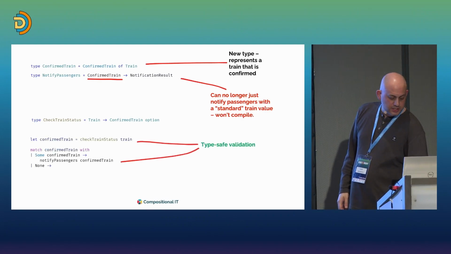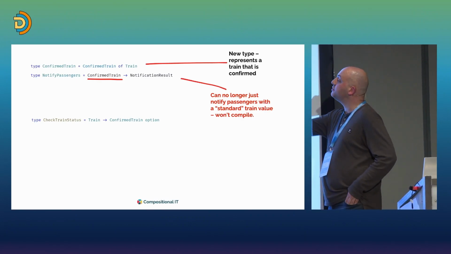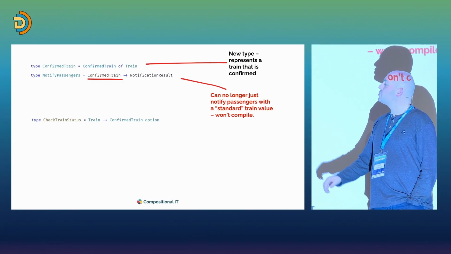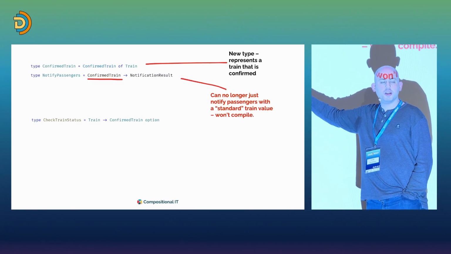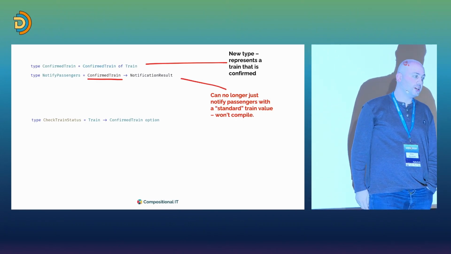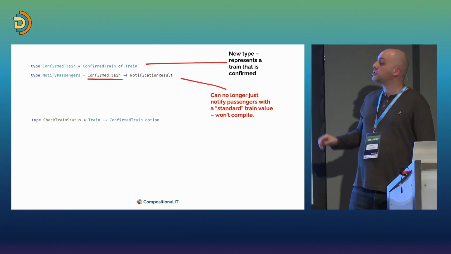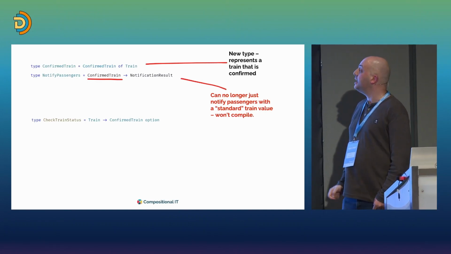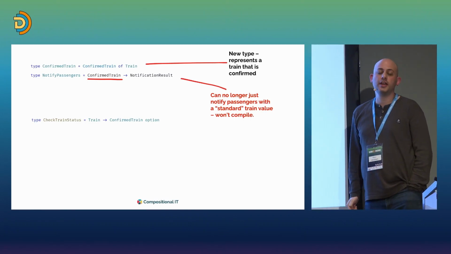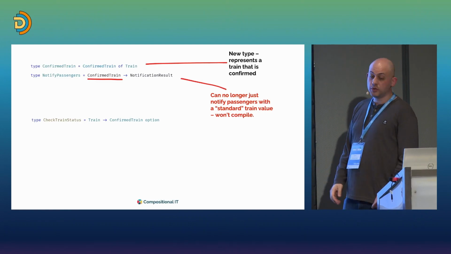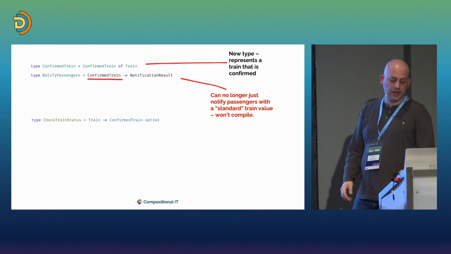And then what we do is essentially have a kind of validation function. So imagine here we wanted to check the status of a train. Instead of getting back a Boolean or some sort of status, you get back one of these new value objects. This is almost like checking an inventory system. Is this train confirmed as of yesterday? If it is, we'll give back a confirmed train. If it isn't, we'll give back nothing. You won't get a value back, which means that you won't be able to call this notify passengers function.